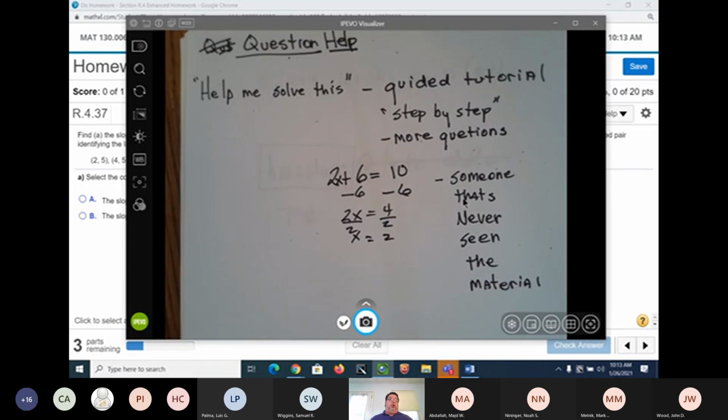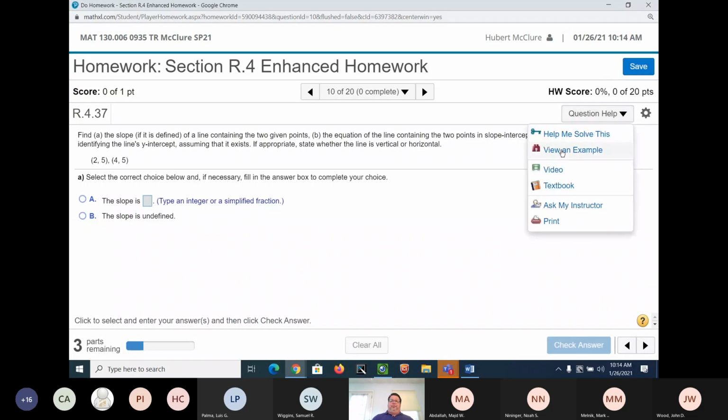Now, all of you have seen most of the review material in the review section. So you're not going to probably use the guided tutorial very much, or help me solve this. You may, but you may not, because most of you have seen this material before, and I guarantee you there's a couple of you that probably invented it 2,000 or 3,000 years ago. All right. So with that, the next one, view an example.